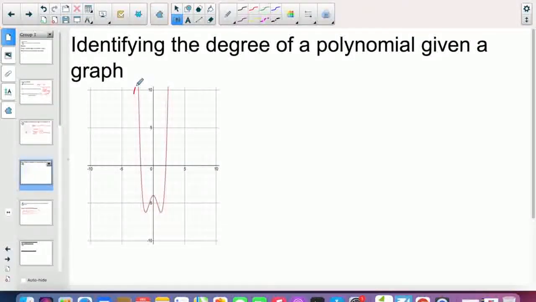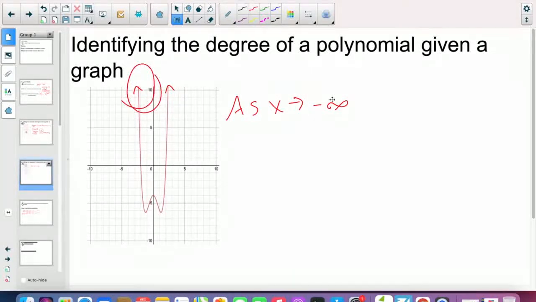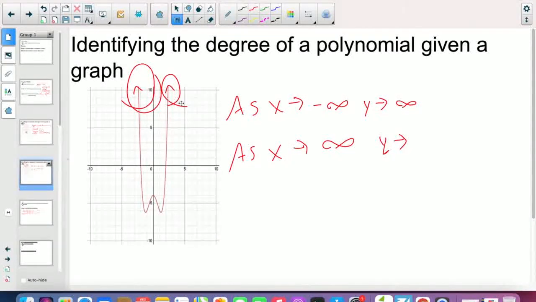So if I go back to this one and we talk about the end behavior, let's look at the end behavior on the left side and on the right side. I would write this as x approaches -infinity, as x moves left. So what's happening on the left side? Well, on the left side, y is going up, so it's approaching infinity. Let's look at the right side. As x approaches +infinity, as x moves right, y approaches, well, that's going up as well. So that also approaches +infinity.